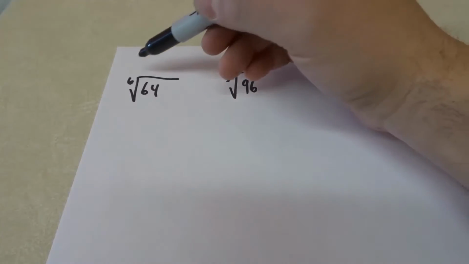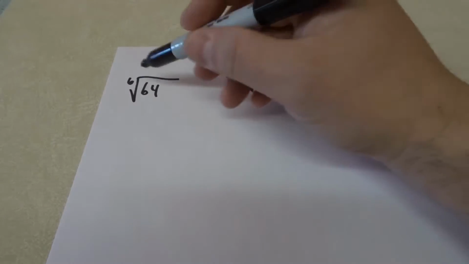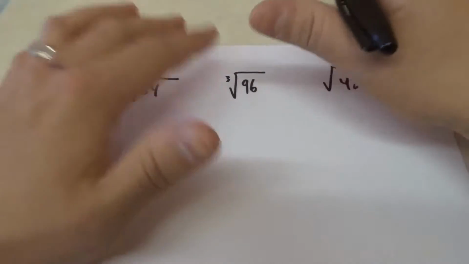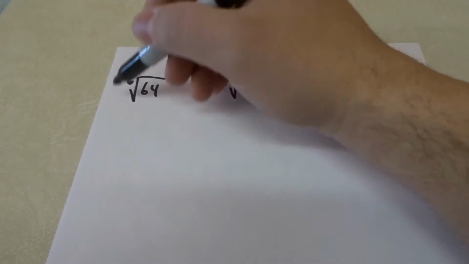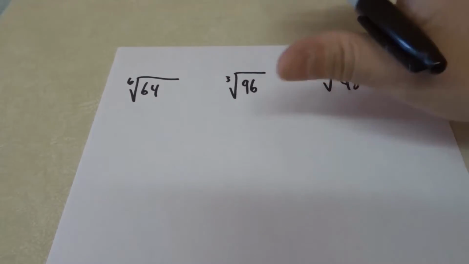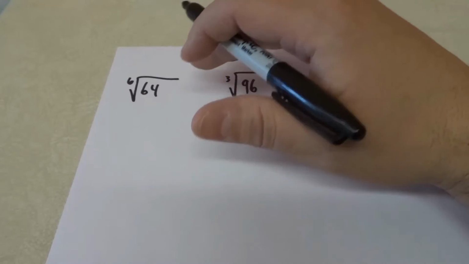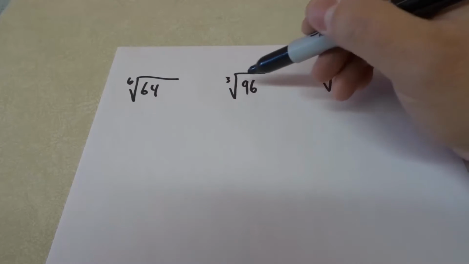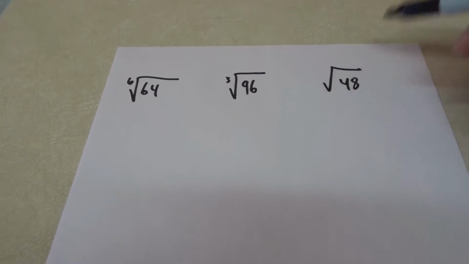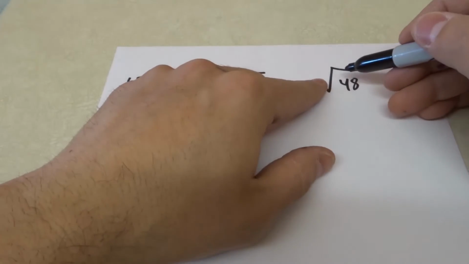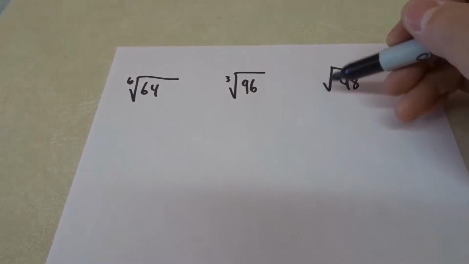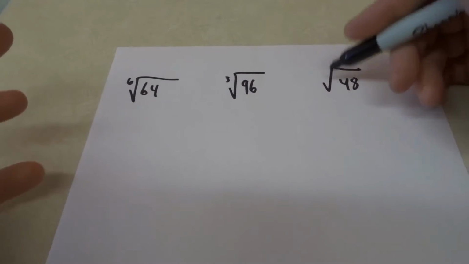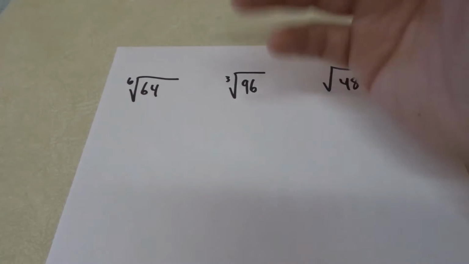As you can see right here, I have 3 different radicals. They're going to be simplified in the same way, but are going to produce vastly different types of answers. So I tried to give you one of each type of answer, just to make it easier for you to understand. We have the 6th root of 64, the 3rd root of 96, and then the simple square root of 48. There's no number on the outside, but it implies a number 2, because when you have a square root, there's a 2 there, but we just leave it as a square root and we know that it's there in our imagination.